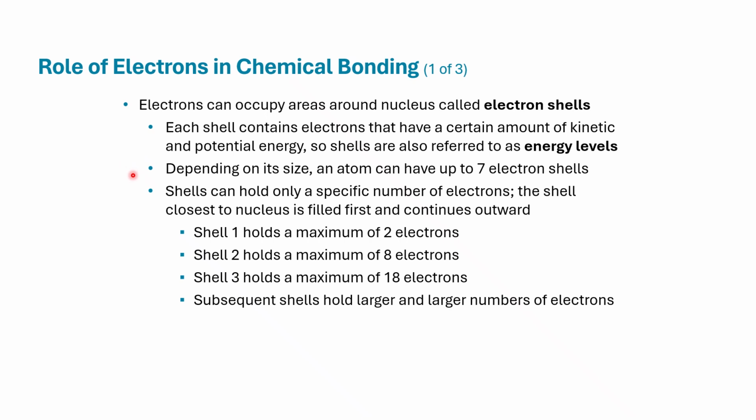Depending on the size, an atom can have up to 7 electron shells. Shells can hold only a specific number of electrons. The shell closest to the nucleus is filled first and it continues outwards. So from last time we said shell number 1 holds a maximum of 2 electrons. Shell 2 holds a maximum of 8. Shell 3 holds a maximum of 18, and so on.